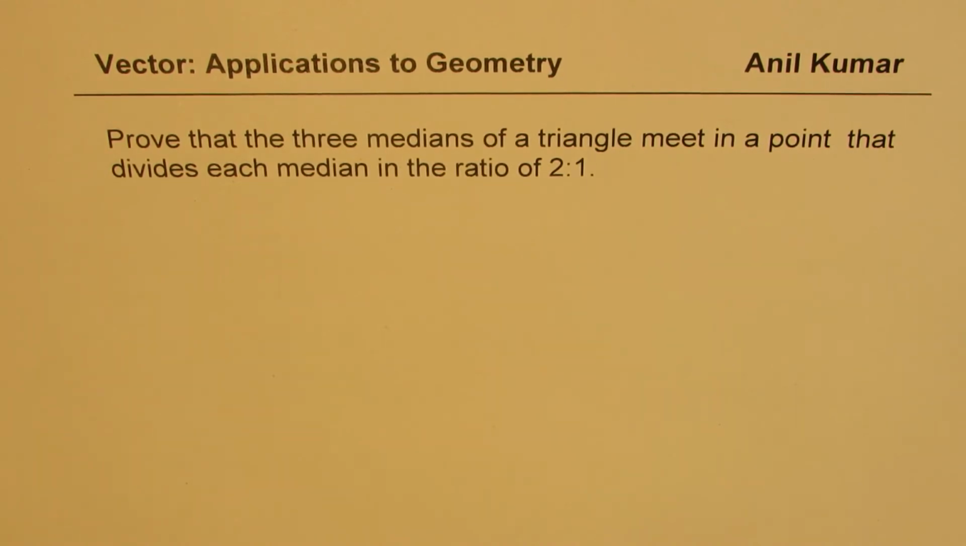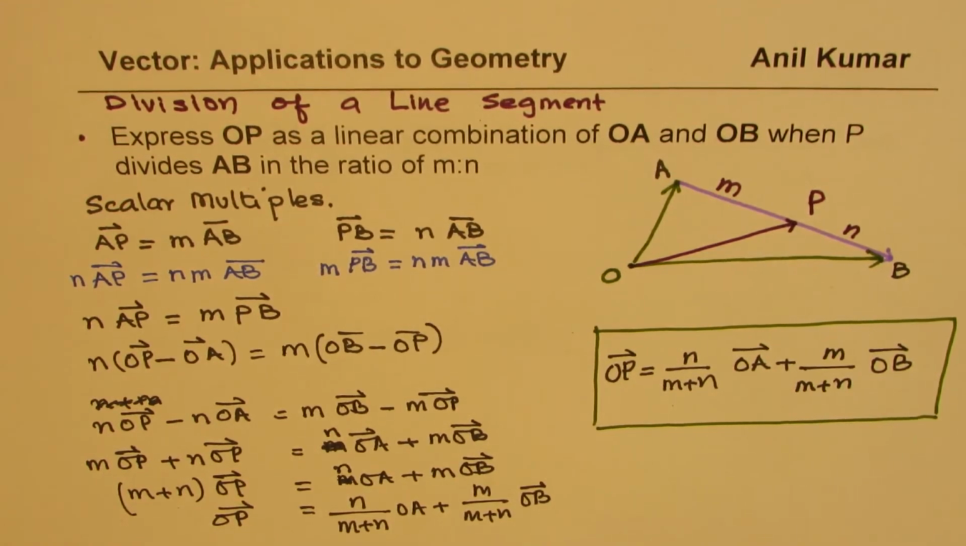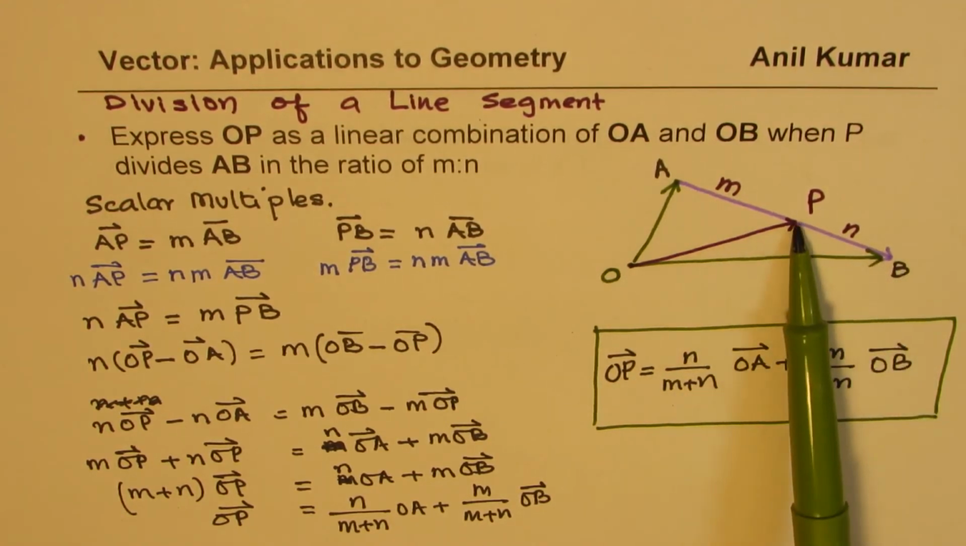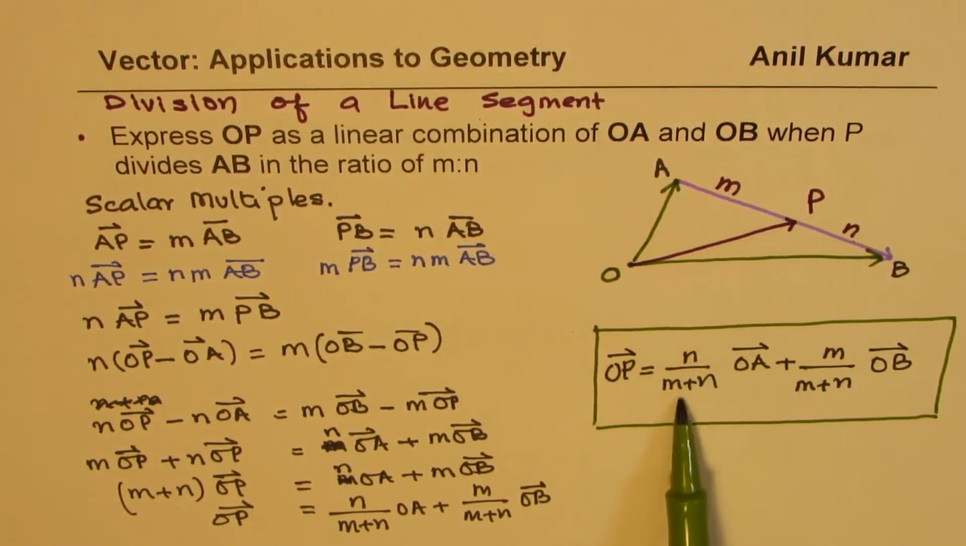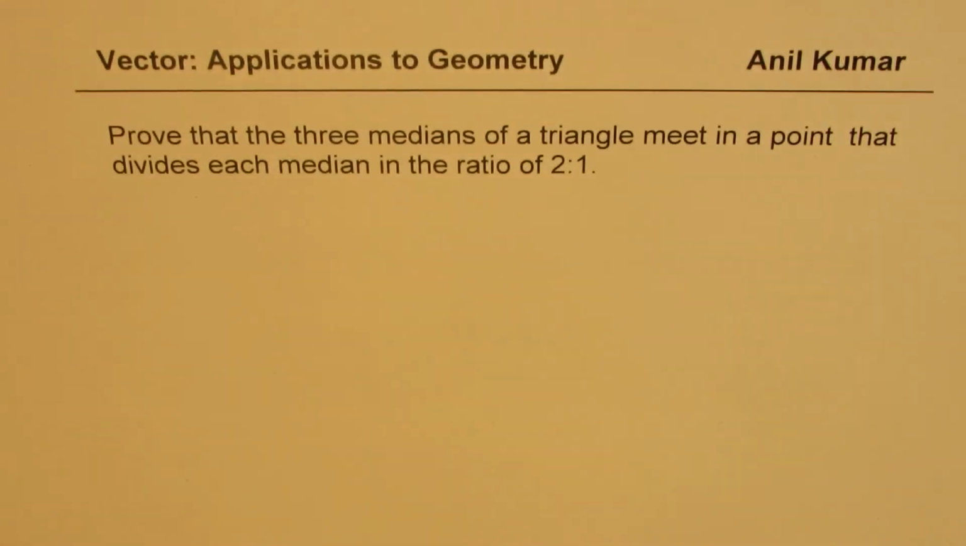So in this particular proof, I'm going to use a formula which we derived and which is called the section formula or division of line segment formula, right? So here is the formula which we are going to use now. If I have a line segment which is divided by a point P in the ratio of m is to n, then OP is given as n over (m plus n) times OA plus m over (m plus n) times OB. So this is a very standard formula which is always utilized whenever we talk about division of a line segment. So I'd like you to make a note of this formula, and we are going to utilize it in the proof for the given question.